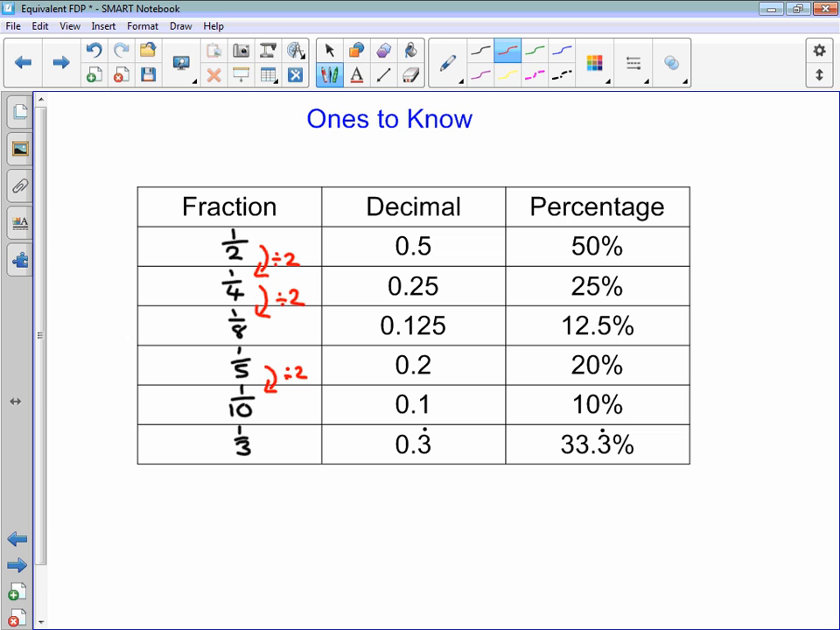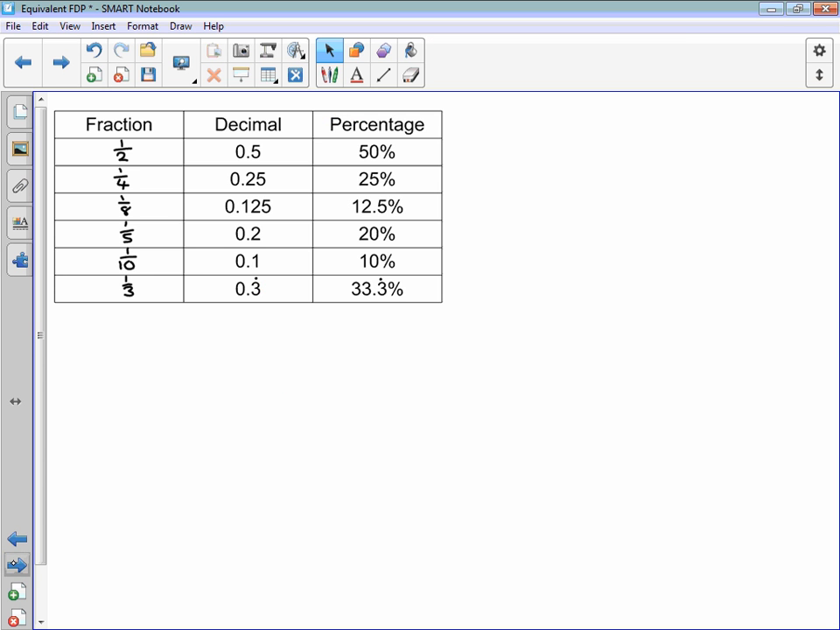percentage. 1/3 is 0.3 recurring. This dot here means recurring, which means that the 3 will go on and on forever. If we change that to a percentage, we get 33.3 recurring percent. We can use these basic equivalences to help us with more complicated ones.